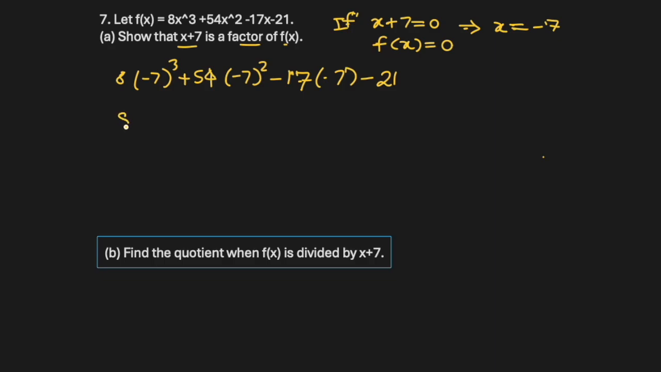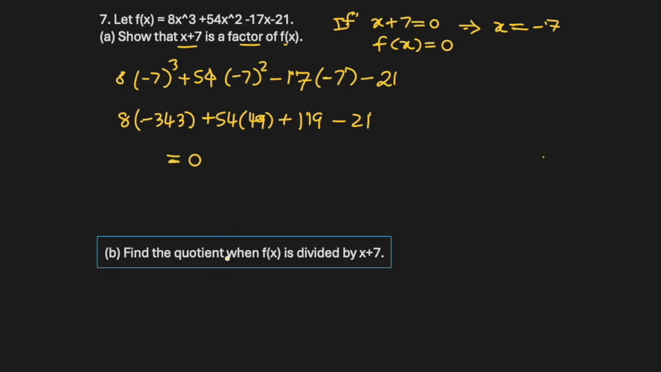So let's see. 8 times minus 343, this will be, and this will be plus 54 times 49, and that will be 17 times 7, 119. Positive, because both are negative. This is negative, this is negative. It will give me 119 minus 21. Let's put this in our calculator and we should certainly get 0.